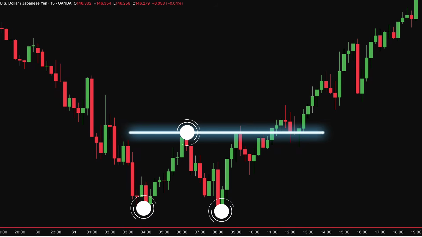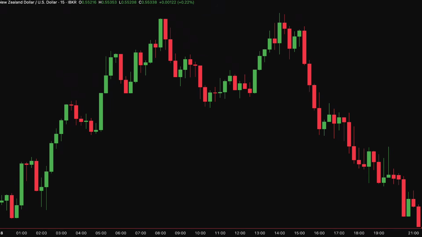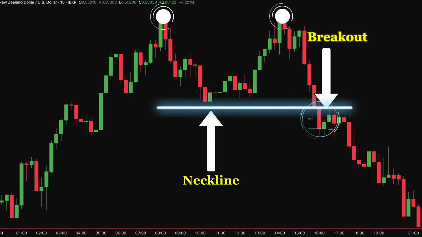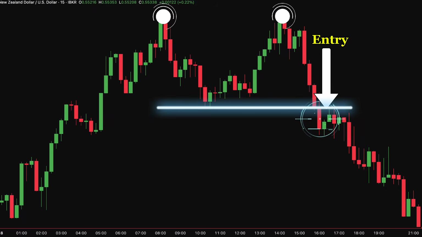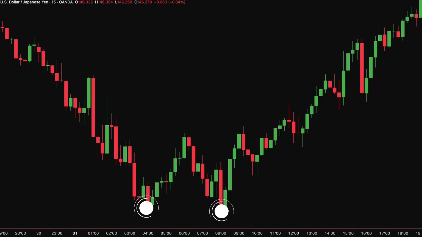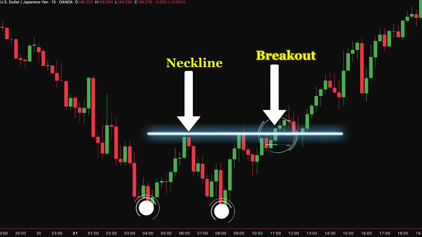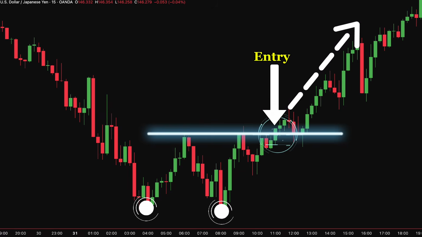Let's now explore how to trade these patterns. The first method is the neckline break entry. In a double top scenario, once the pattern forms and price breaks below the neckline, it confirms the shift in trend. This is your entry signal to go short, with the expectation of a continued downward move. On the other hand, in a double bottom, once price breaks above the neckline, the reversal is confirmed. That's your entry to go long, riding the new bullish momentum.